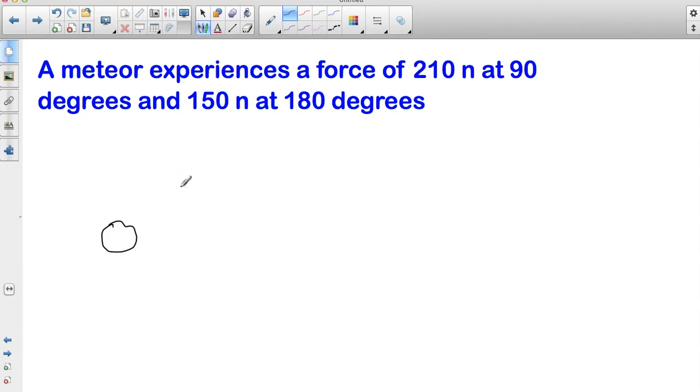One of them is a 210 Newton force that's at 90 degrees. So we know that this is going to be pushing it upwards. It's not very straight, but this is 210 newtons going that direction. And then the other one's at 180 degrees. So remember, based on our little axis here of 0, 90, 180, and 270, that's what these directions are. So we know we're going to have one pushing it that way, and that is 150 newtons.